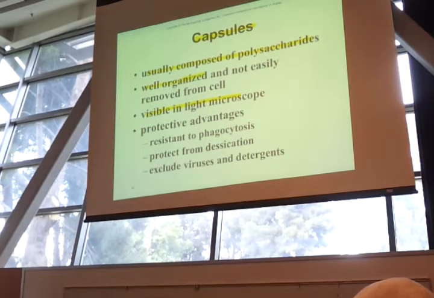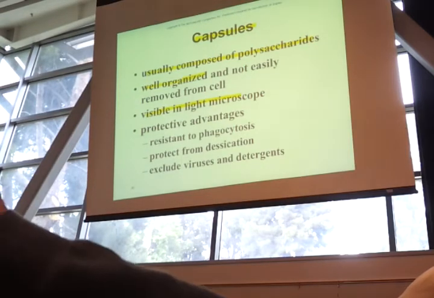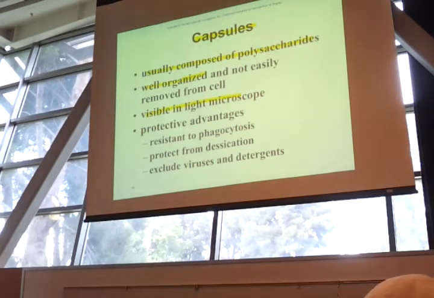When you say from here to there, you mean it's that thick? Yes. I mean, if I'm a bacterial cell, my capsule could be like the diameter all the way to the end of this room, all the way around. It can be very significant. So you see here protective advantages, resistant to phagocytosis, right? You remember what that is, right? As far as the immune system goes.